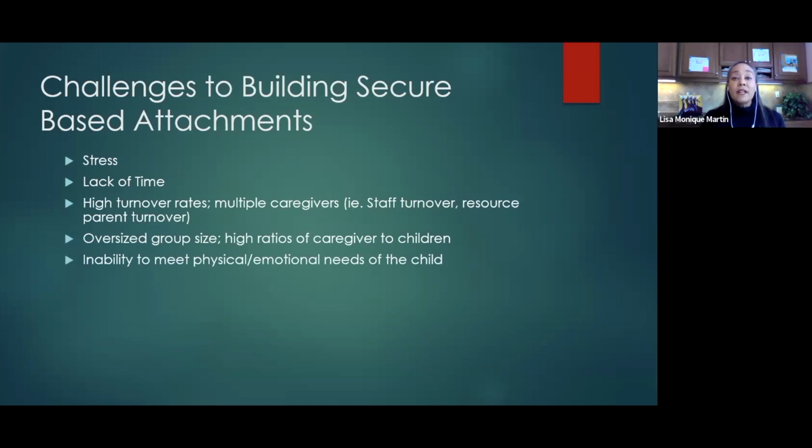The other is when an adult has the inability to meet the physical and emotional needs of the child. They don't have the ability, and we've seen that sometimes, like the parent that we saw in the video who said she was dealing with depression. When you have an adult in that situation, it's hard to meet the needs of somebody else when their cup is empty. So we want to understand that if the adult can't meet the physical or emotional needs of the child, it's very difficult for a secure base attachment to form.